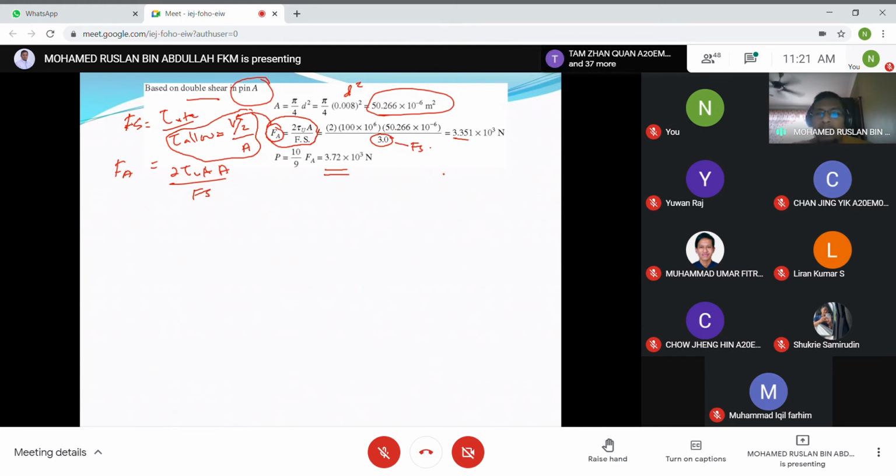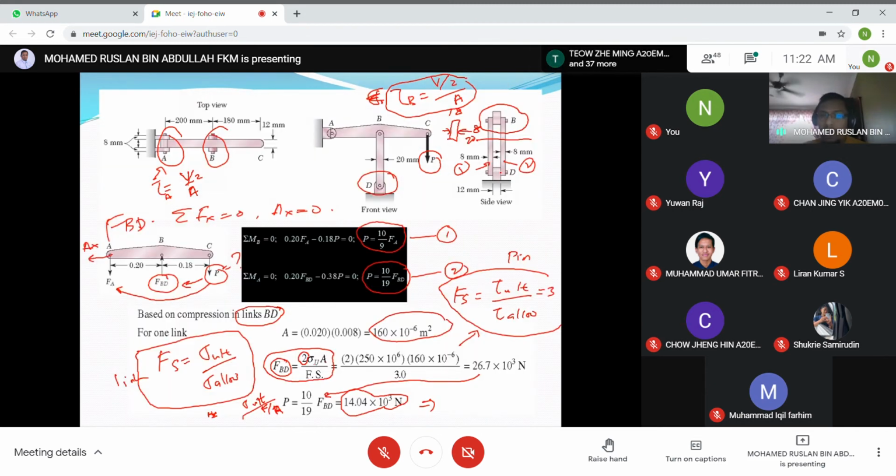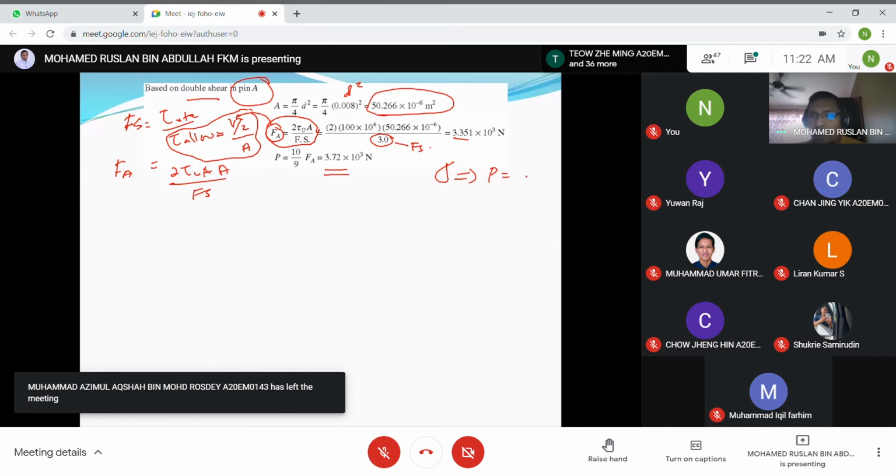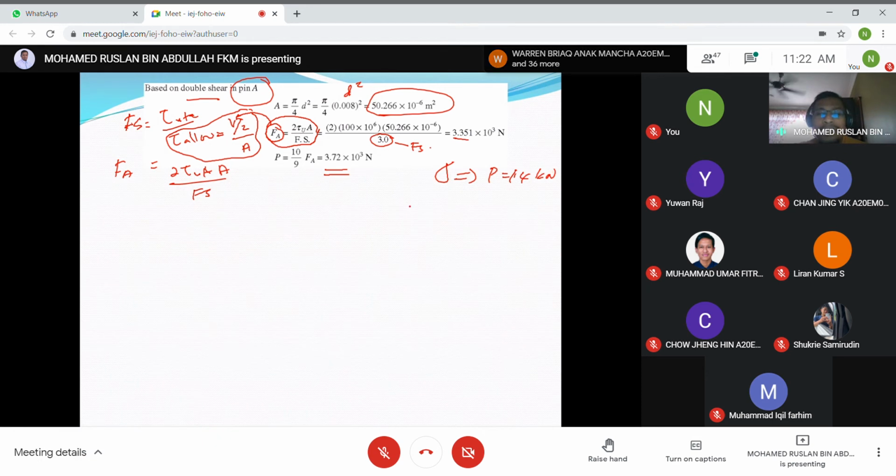So now you have two P. The first P, if you consider the sigma, equals, how much was the last one? 14. This one is 14 kilonewton. If you consider the tau ultimate, P equals 3.72 kilonewton. So now, what is the maximum P that can be applied at point C? Is it 14 or 3.72? What is the maximum P?